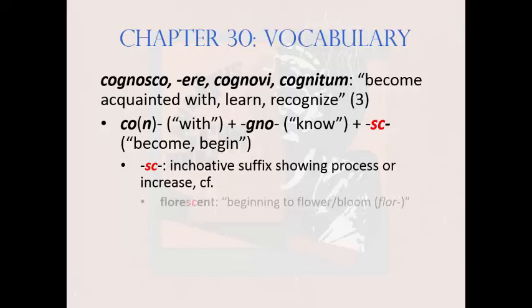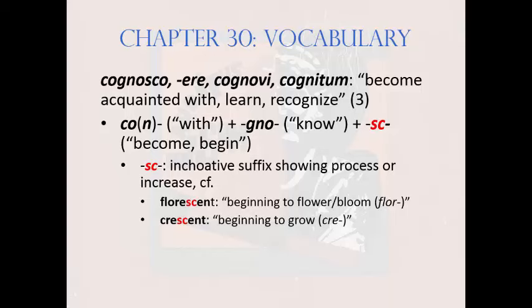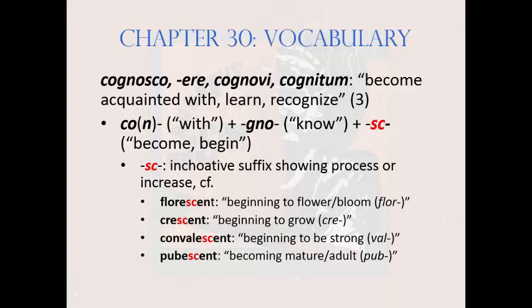For instance, florescent, meaning literally beginning to flower or bloom. The base is flor, meaning flower. Also, crescent, literally beginning to grow, cre. Convalescent, beginning to be strong, val. And pubescent, becoming mature or adult, pub.